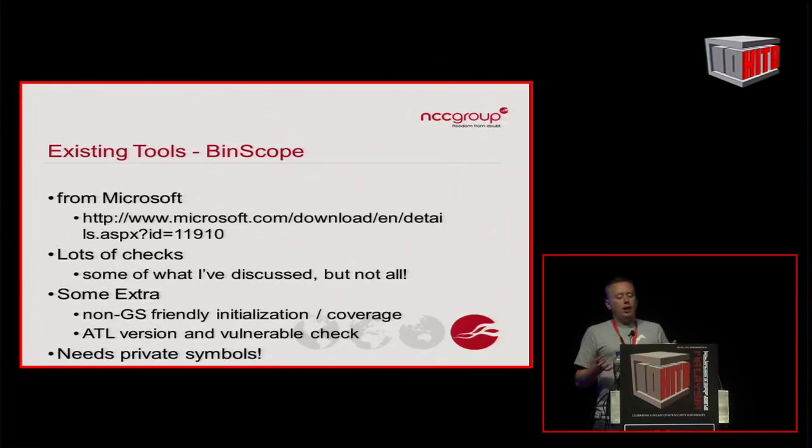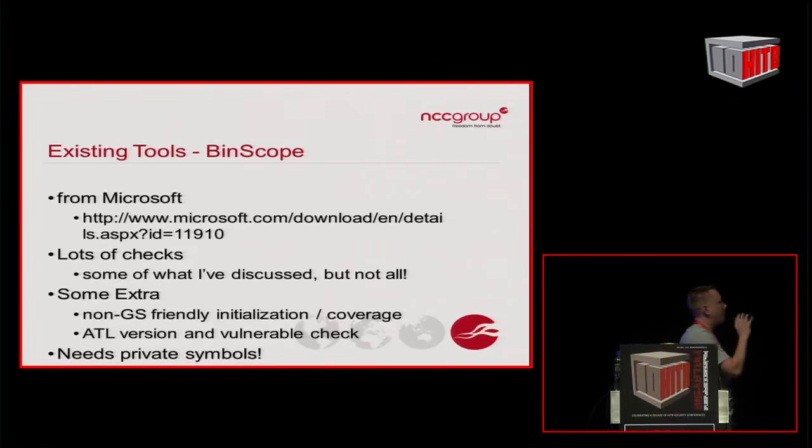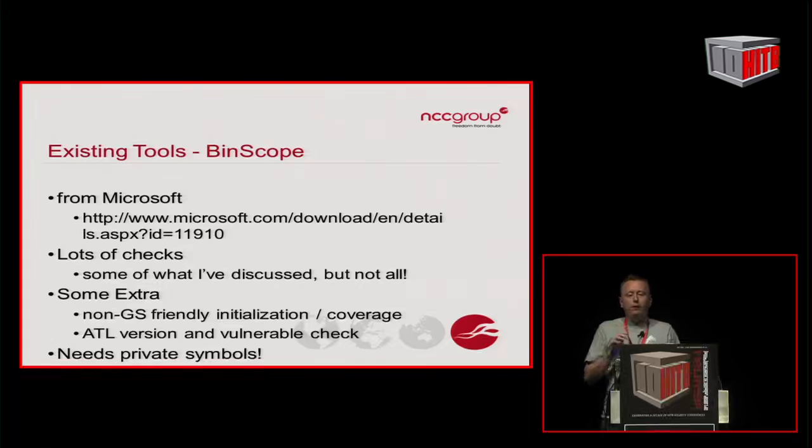Microsoft then came out with BinScope, and BinScope is awesome if you have the source code or the private symbols to a binary. But it didn't solve the itch I had. They do a lot of what I've discussed, but they don't do it all by any means. But also, by virtue of having the debug symbols, they can do some things that at the moment I've not worked out a way to do without those symbols.